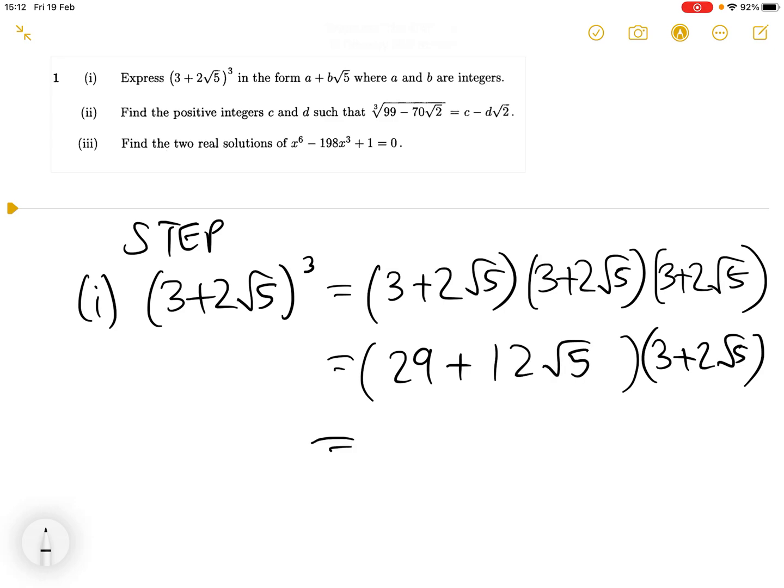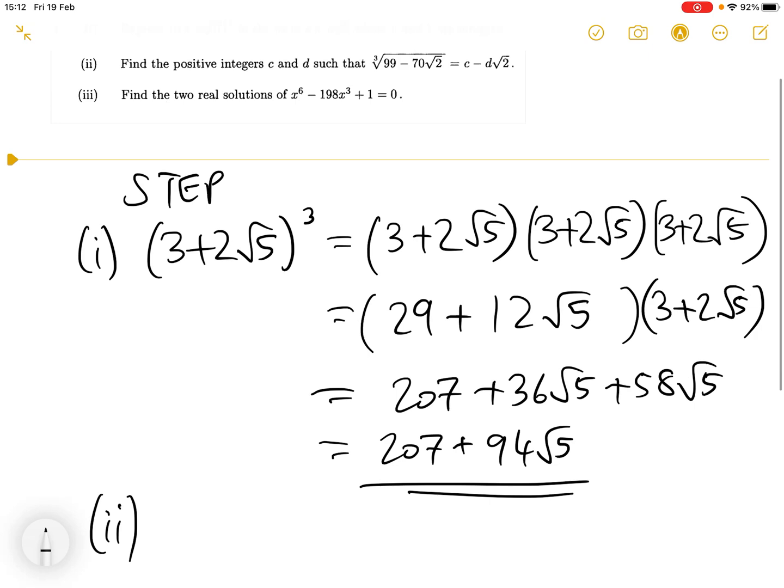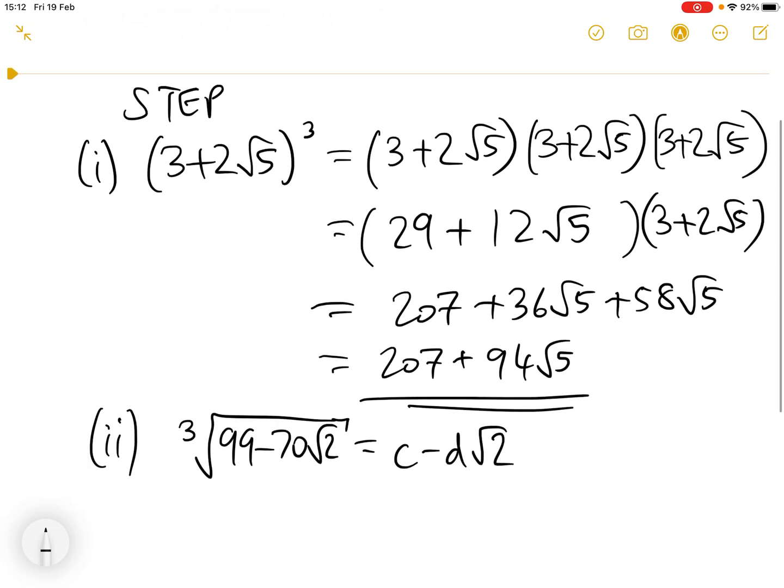And then if we expand this, well, 29 times 3 is 87, and then 12 root 5 times 2 root 5 is 120, so this is 207, and then we've got 36 root 5 plus 58 root 5, so that's 94 root 5. So we get 207 plus 94 root 5. And that's it. So then part 2, which is where the question gets much more interesting: find positive integers c and d such that the cube root of 99 minus 70 root 2 is equal to c minus d root 2.